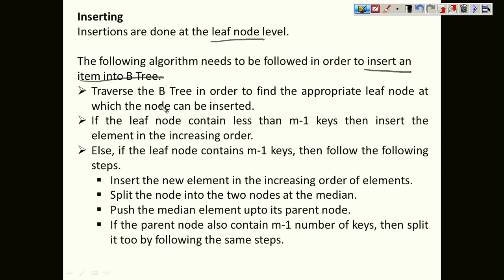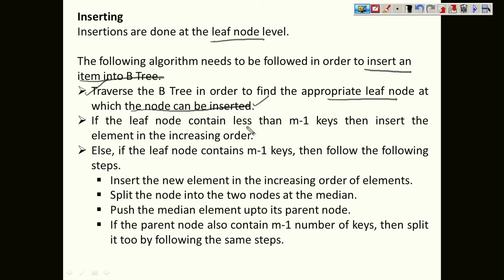So we will follow the same principle that we have discussed in the binary search tree. We have to traverse the B tree in order to find the appropriate leaf node where the desired node can be inserted. So if you want to insert a node, we start from the root node and see whether the key value which we want to insert is less than the root value or more than the root value. If the key value is more than the root value, we move towards the right subtree. Otherwise, we move to the left subtree, and we keep on doing this until we reach the leaf. So we have to traverse the B tree in order to find the appropriate position where the new node is to be inserted. This is the first thing.